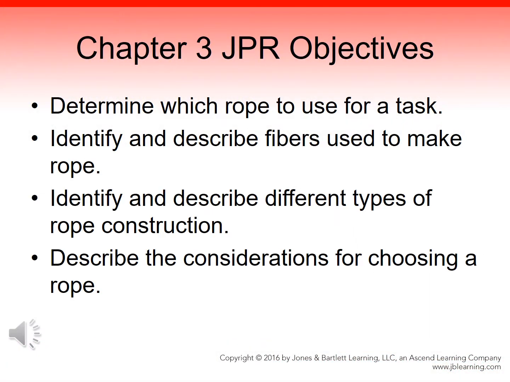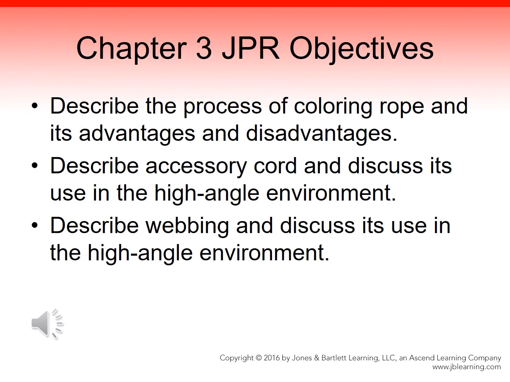The JPR objectives for Chapter 3 are first going to be to determine which rope to use for a task, identify and describe fibers used to make rope, identify and describe different types of rope construction, describe the considerations for choosing a rope, describe the process of coloring rope and its advantages and disadvantages, describe accessory cord and discuss its use in the high-angle environment, and describe webbing and discuss its use in the high-angle environment.